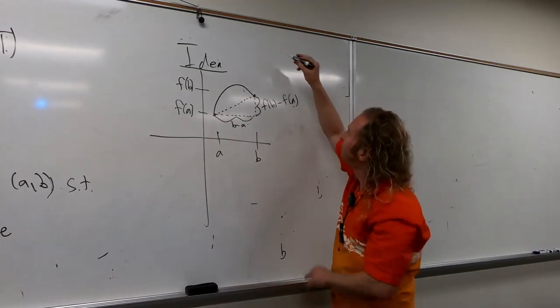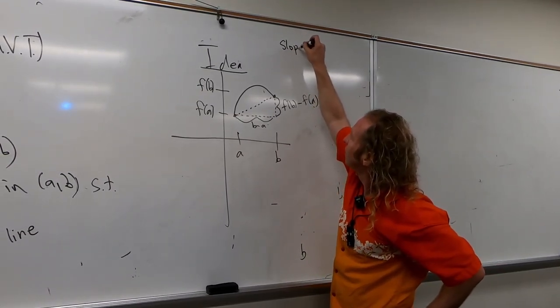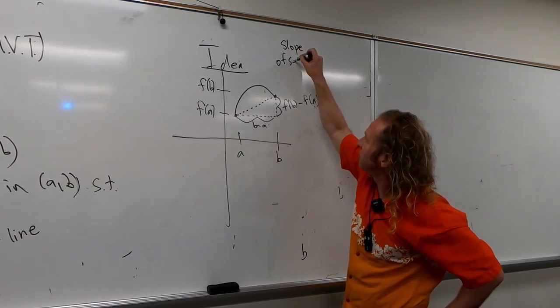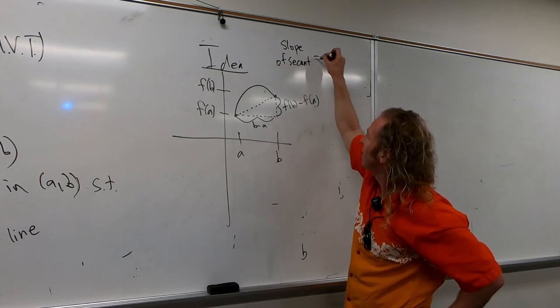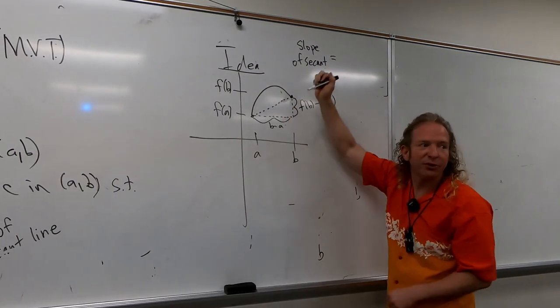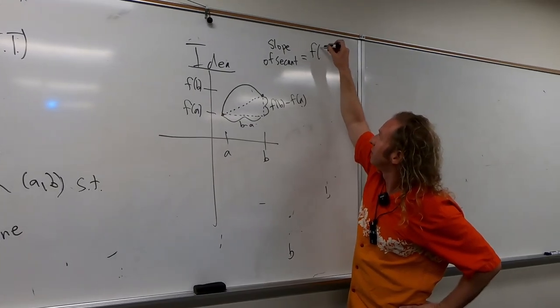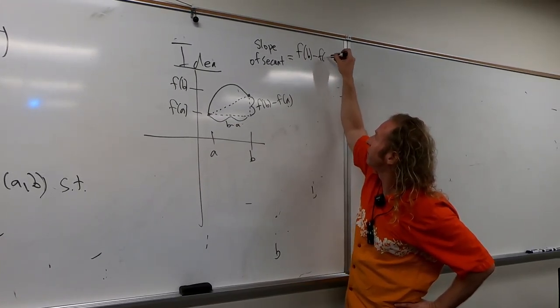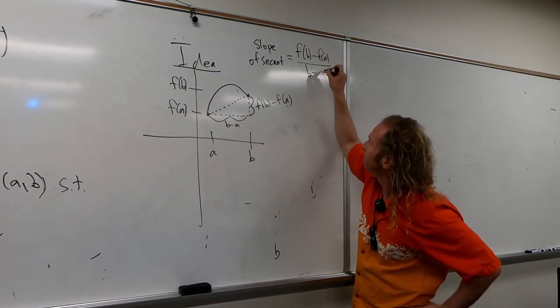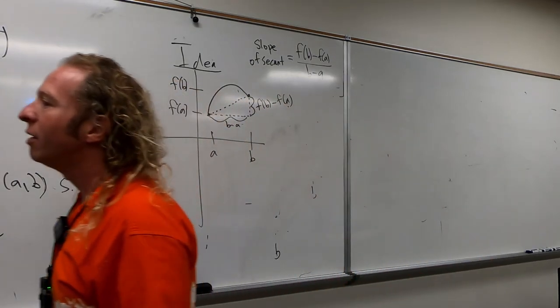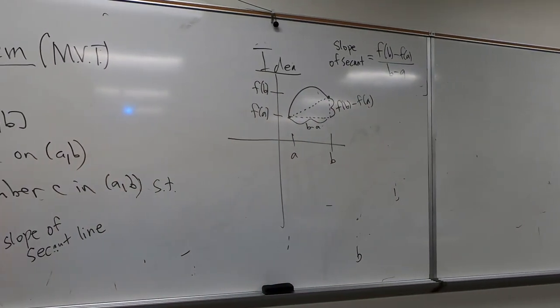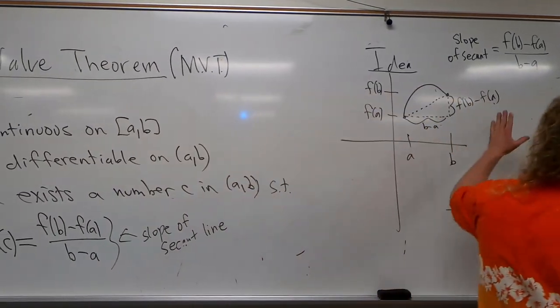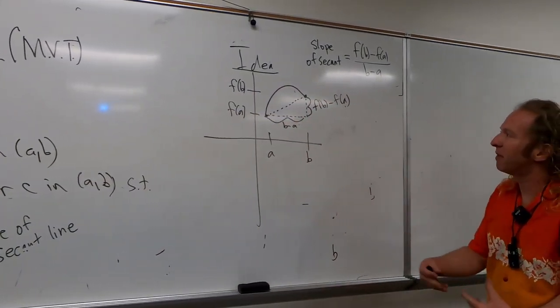So the slope of the secant line, I'll just put slope of secant, is rise over run. So it would be f of b minus f of a over b minus a. So that's the average rate of change of the function. So the average rate of change of the function from a to b is the slope of the secant line. That's what we mean by average rate of change.